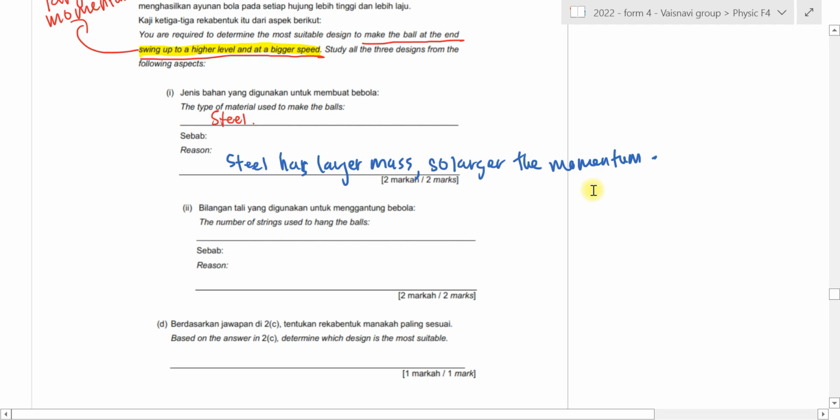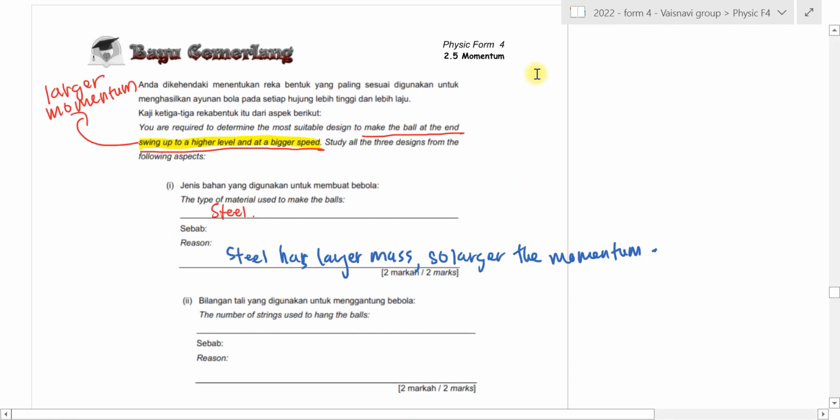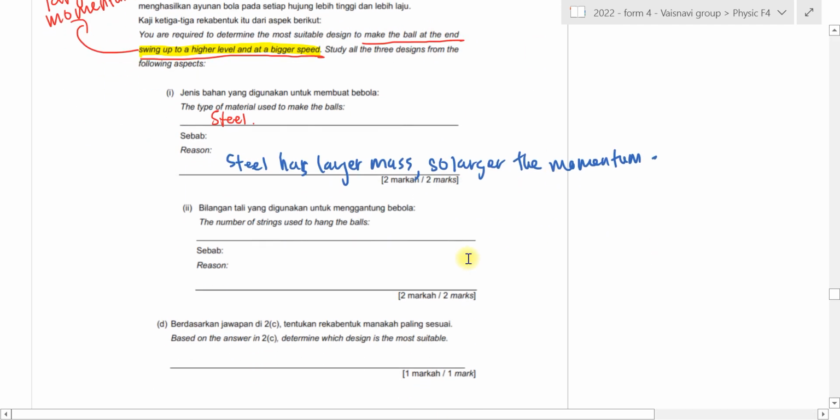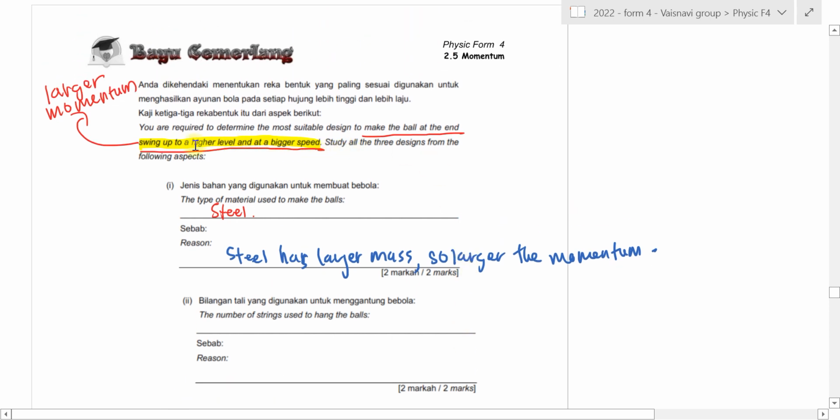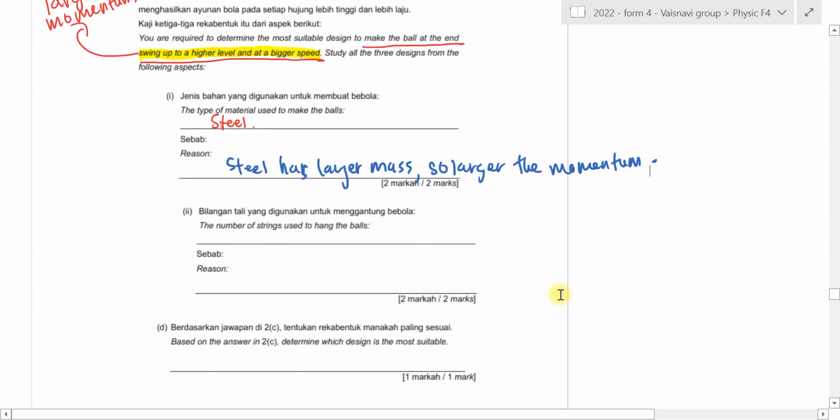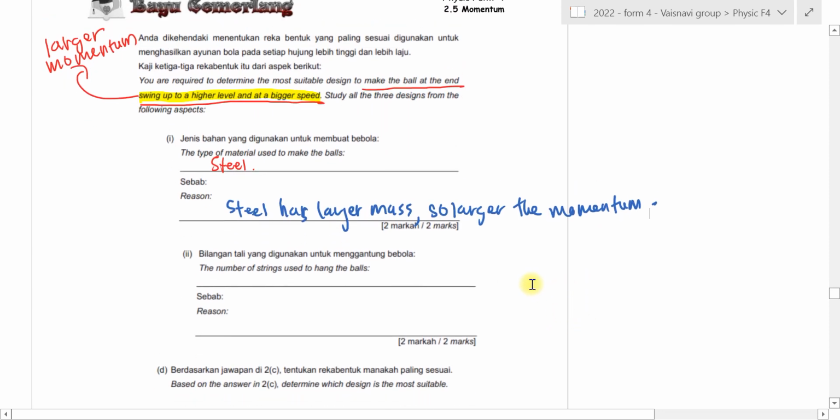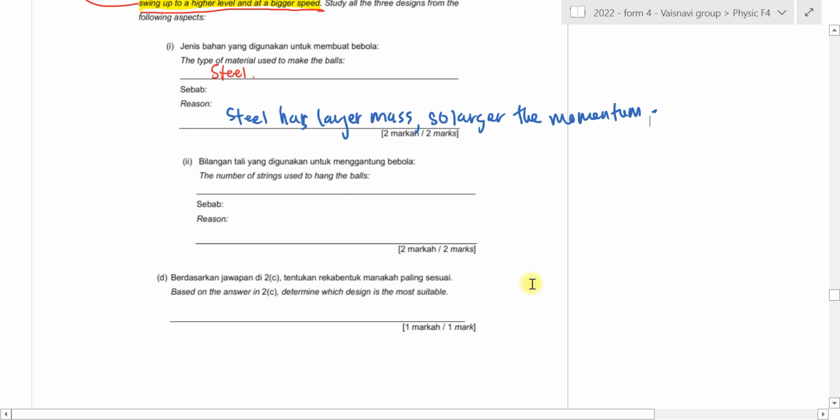Okay, the number of string used to hang the ball. 1 or 2? 1. Actually, you should use 2. Okay, you want to swing up to the higher level. Kamu ambil dari 2. Maksudnya daya dia ada 2 lah. You put more force. Okay, so I'll choose 2. Okay, higher force.